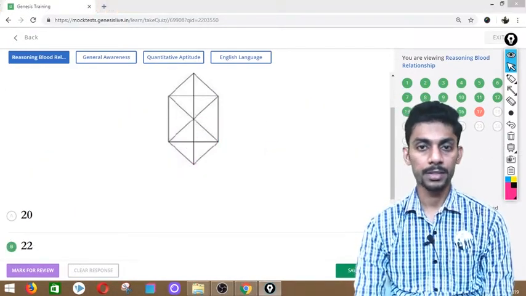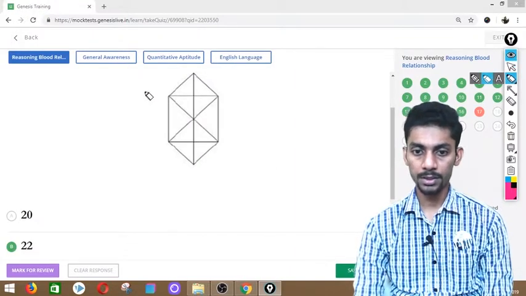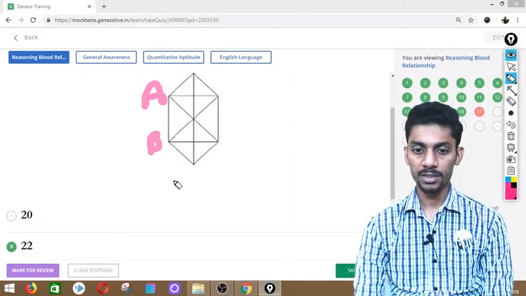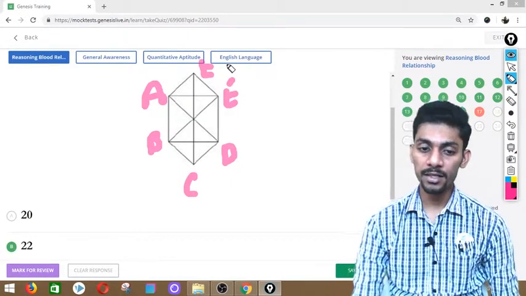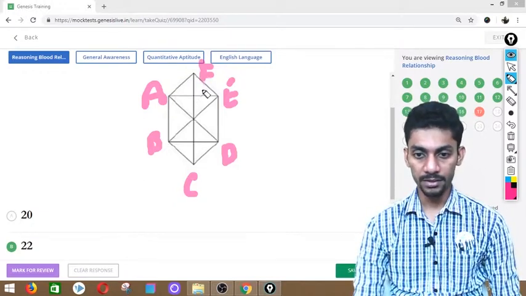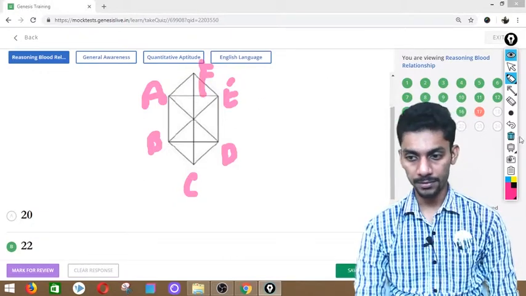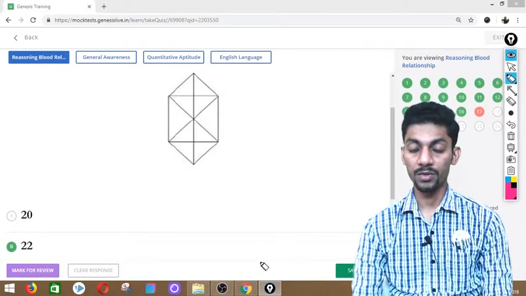One method is this, shading all the things, or the other method is naming them B, C, D, E, F, and so on. I feel there's a lot of time wasted there. So the shaded one is the easier method. Whichever you're comfortable with. Okay. Yeah. We'll go for next one.